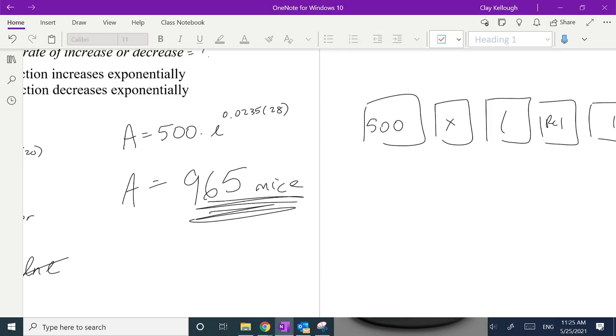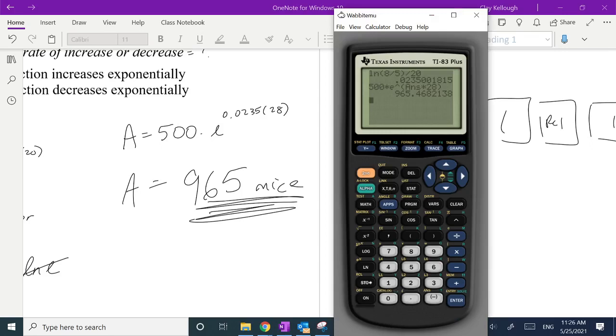Okay, so there we go. That's how those problems work. You can practice those now.